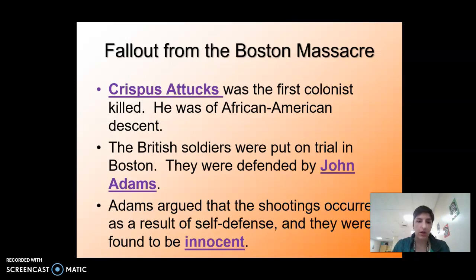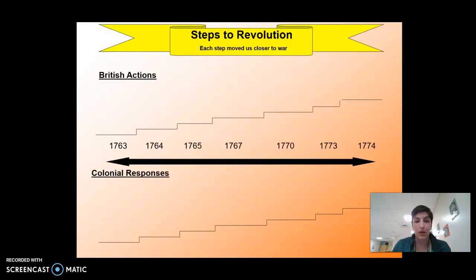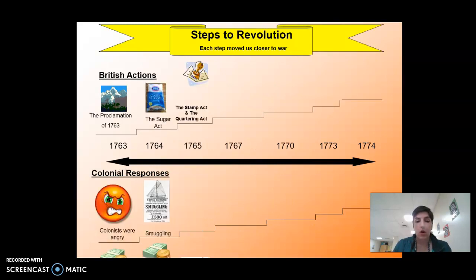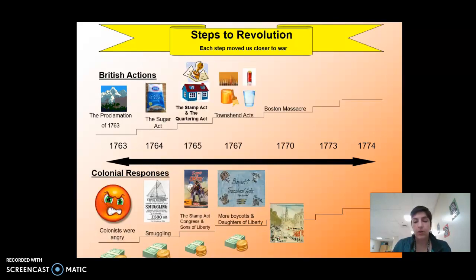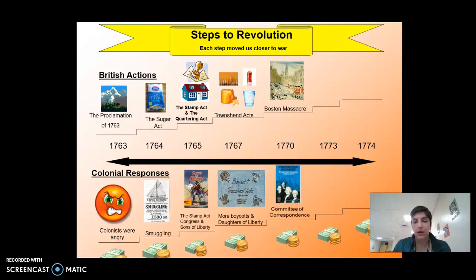Fallout from the Boston Massacre. Crispus Attucks was the first colonist killed. He was of African-American descent. The British soldiers were put on trial in Boston, and they were defended by John Adams. Adams argued that the shootings occurred as a result of self-defense, and they were found to be innocent. Because remember, the British troops did have rocks and things that were thrown at them, right? And they were being screamed at and antagonized. So his argument was that the British troops felt very threatened and they had to defend themselves. All right, so we have, once again, all of these items going back up, and now we're going to have the Boston Massacre as another major event.